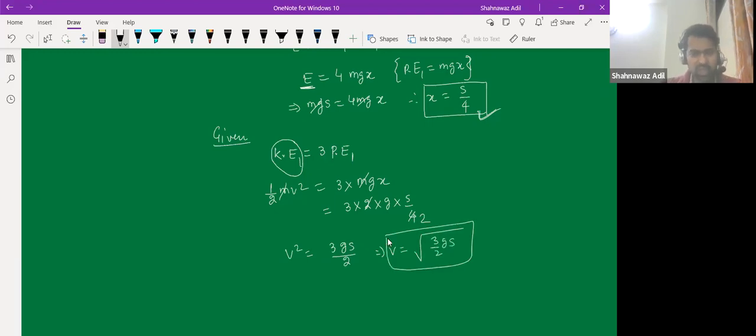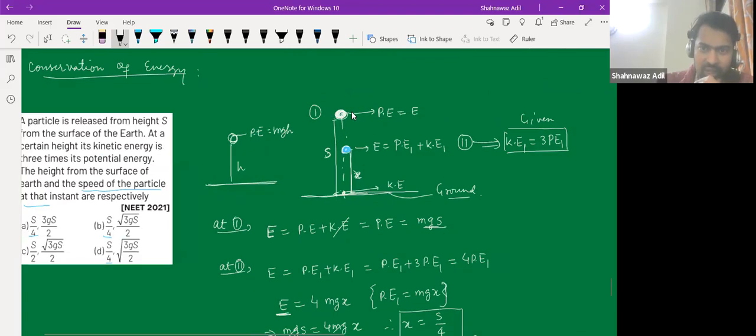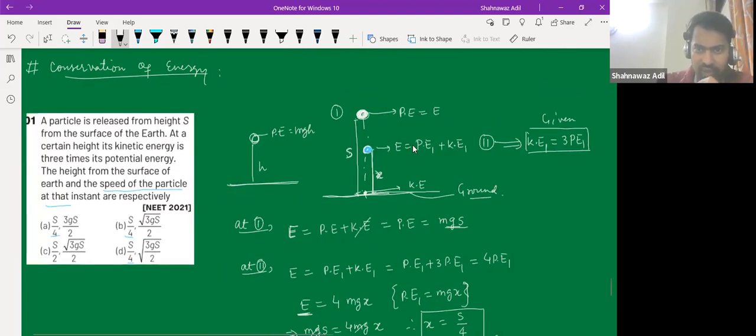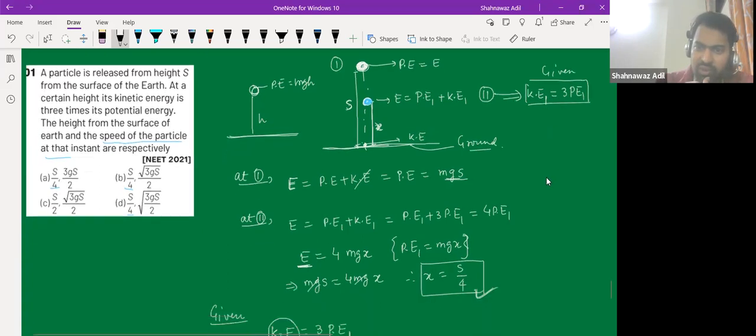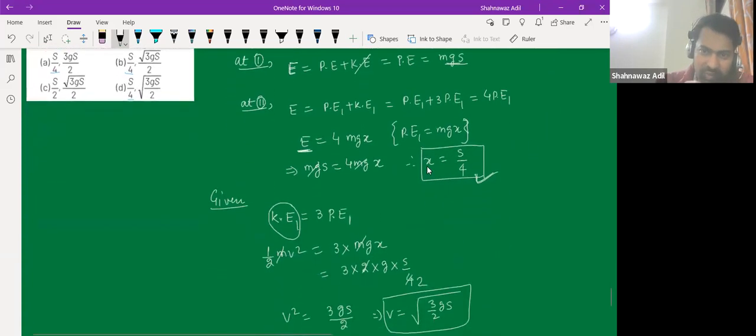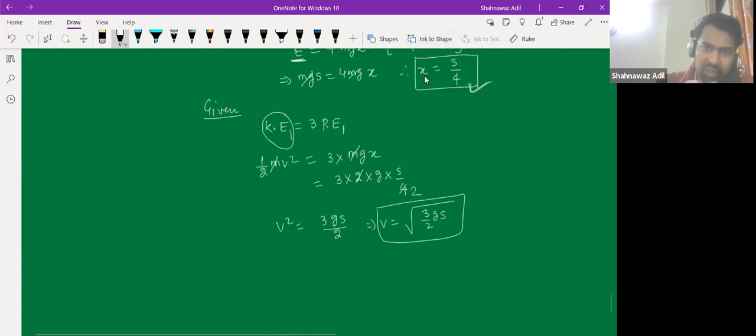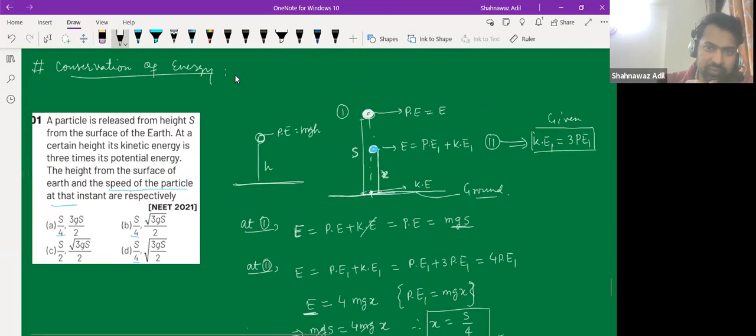So what did we use? We just used the energy conservation, right? We saw what is the total energy at this point. And this relation was also given, that at a certain height, the kinetic energy was three times the potential energy. So we just used that relation, and then we got the position, and after getting the position, we just calculated the velocity. So this was the idea. Is this question clear?